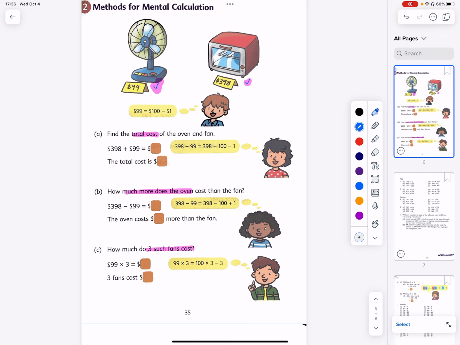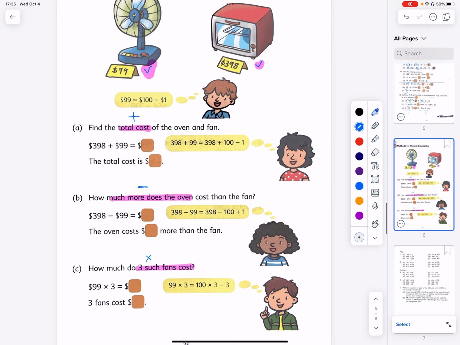Since we are in fifth grade, we understand that to find a total, we use addition. To find the difference between the price points, we use subtraction, minus. And to find 3 times as much of the fans, we of course are going to use multiplication. And all of that math we're going to do inside our head. How do we do this? We've done these particular examples in fourth grade, so right now we're just going to review.